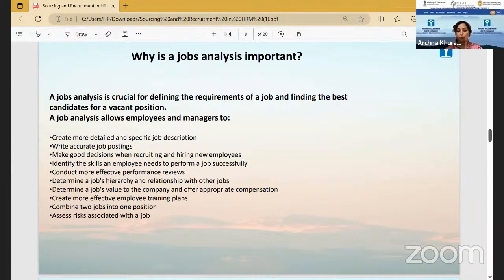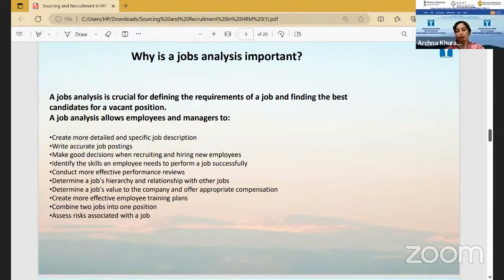Then combine two jobs into one position. Sometimes when you're writing down the job title, analysis and description completely, you realize that anybody performing this job will not take more than 2 or 3 hours in a day. So you try to combine two jobs together, because you are paying them in exchange for the services they provide, so that the person's time is consumed much more productively and effectively in the organization. That's when two jobs can be combined into one.